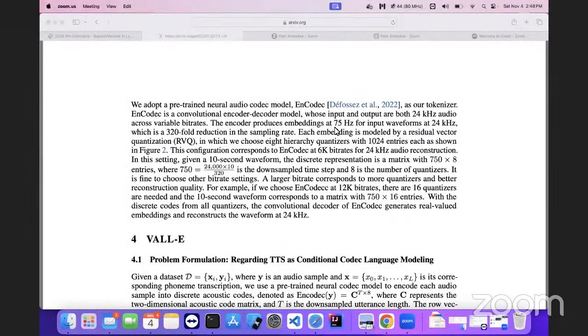So you basically have 75 times 8 times 3 real numbers. So it will get represented as a matrix, which will have 75 times 3 rows and 8 columns. So that's it. That's your acoustic prompt.